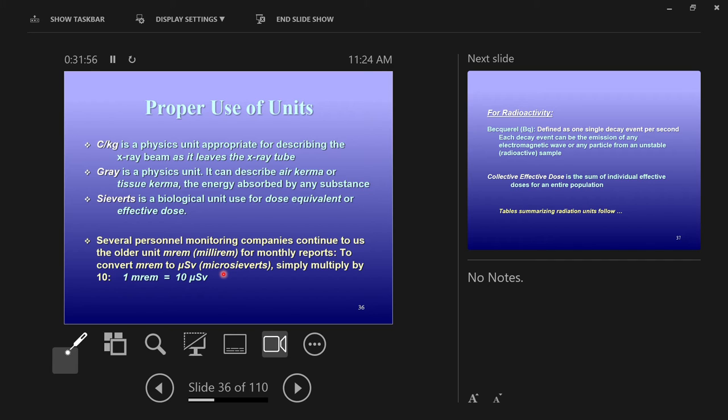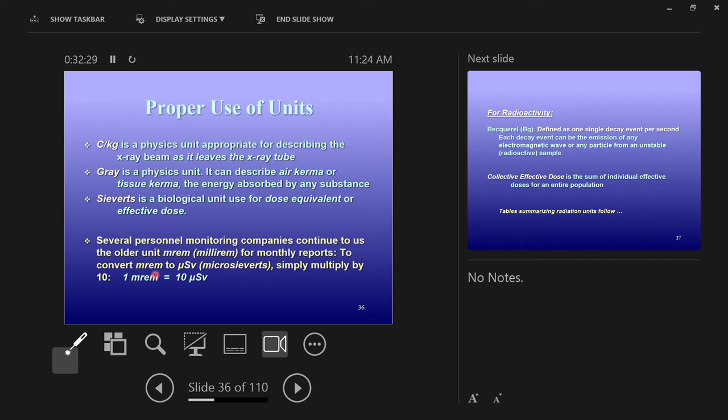Since 2018, medicine, including radiography, has switched over to the metric system. However, the personnel monitoring companies, the badge companies that send us our radiation detection badges, are being stubborn. They still want to use the old British or standard units of measure. So when you get your badge reports, they will not report in sieverts. They will report in an old unit called REM. REM is the equivalent to sievert.